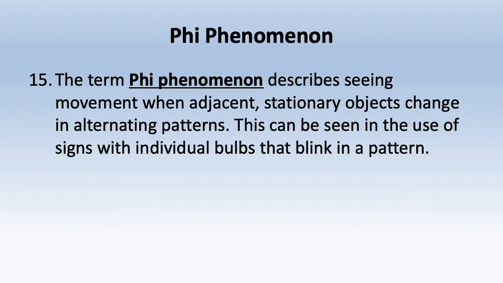The term phi phenomenon describes seeing movement when adjacent stationary objects change in alternating patterns. For example, if you look at one of these neon signs that have flashing bulbs, it might give you the sense of motion when the reality is that nothing's actually moving; they're just blinking on and off. This is seen in the use of signs with individual bulbs that blink in patterns. That's the phi phenomenon.